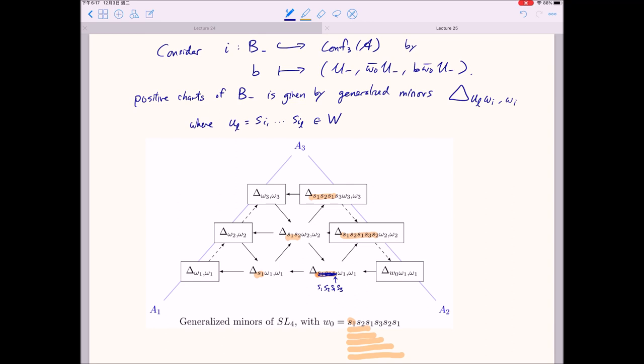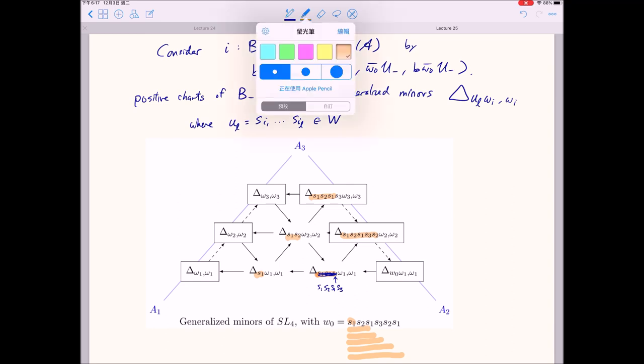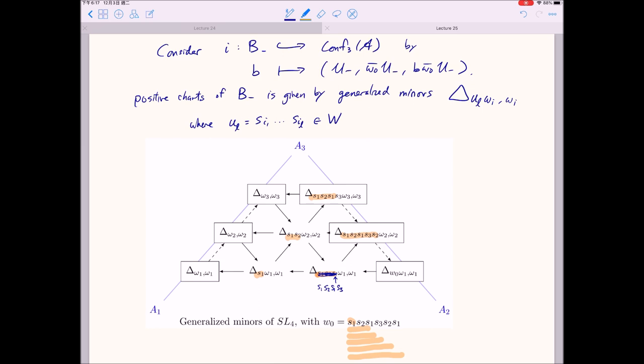Acting on the corresponding fundamental weight. So this quiver is exactly the quiver of the double Bruhat cells for G of omega 0 E without the dotted arrows. The dotted arrows here are included so that we will have a compatible gluing later on with other triangles. But first, just ignore these dotted arrows.